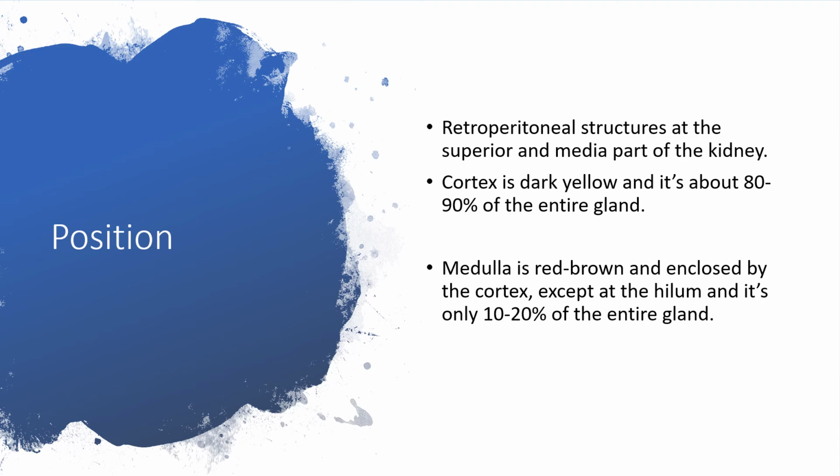But the small percentage, 10 to 20% that forms medulla, cannot be overlooked because of the importance of the mineralocorticoids or catecholamines that they are producing. Medulla is red-brown and it is enclosed by the cortex, okay, except at the hilum, and it's only 10 to 20% of the entire gland.